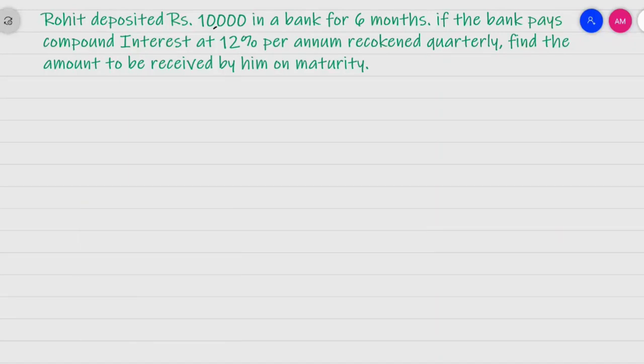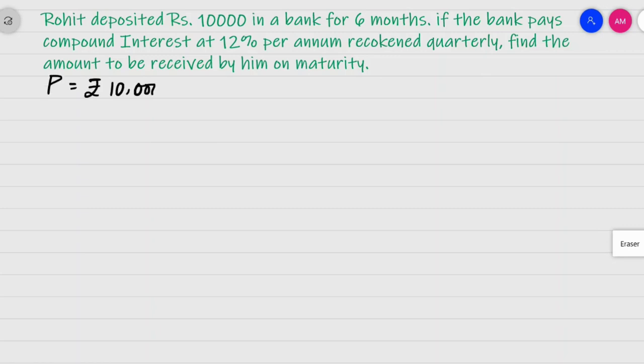Good morning, dear students. Let us see what is given in question number 3 of your worksheet. Chapter is compound interest. Rohit deposited rupees 10,000 in a bank. See, 10,000 rupees. That means here the principal amount is rupees 10,000.